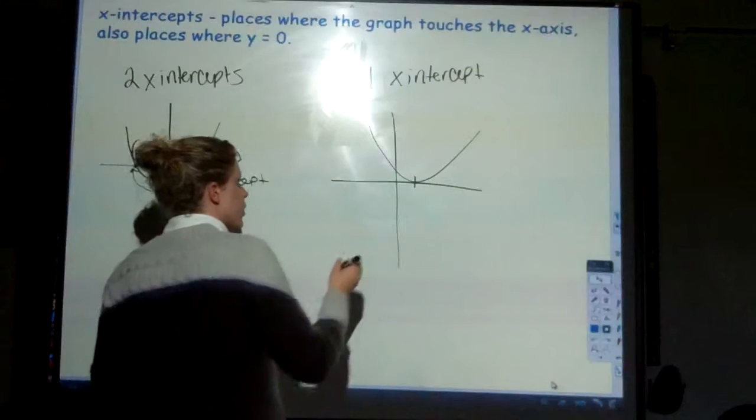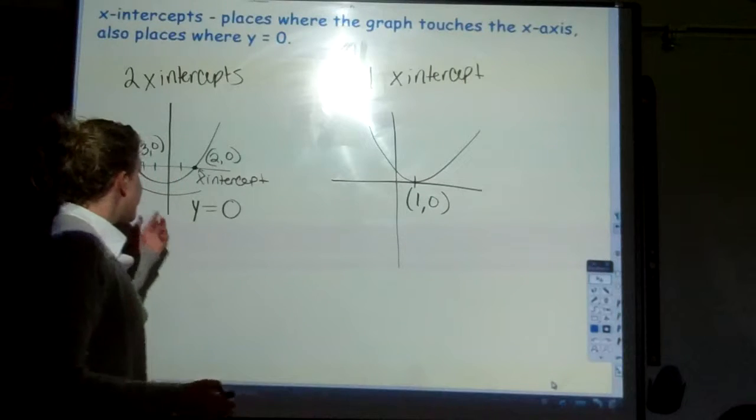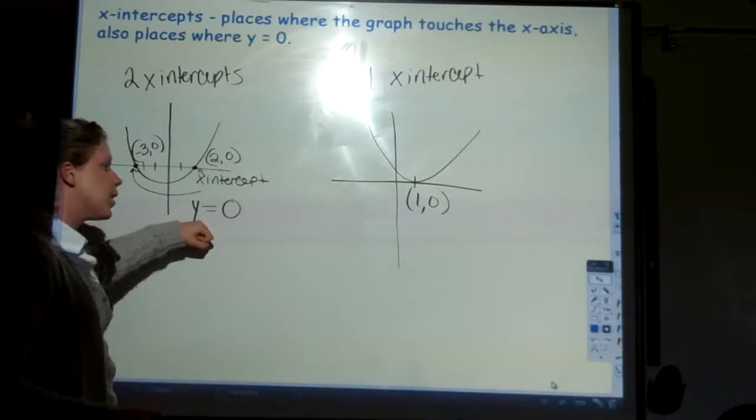And so in this case, you would list only the one x-intercept. Let's call it (1, 0). And again, in all of these x-intercepts, the y is equal to 0.